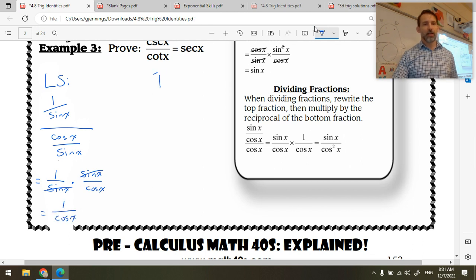Let's work on the right side. Secant of x is equal to 1 over cosine x. That was easy. That equals the left side.